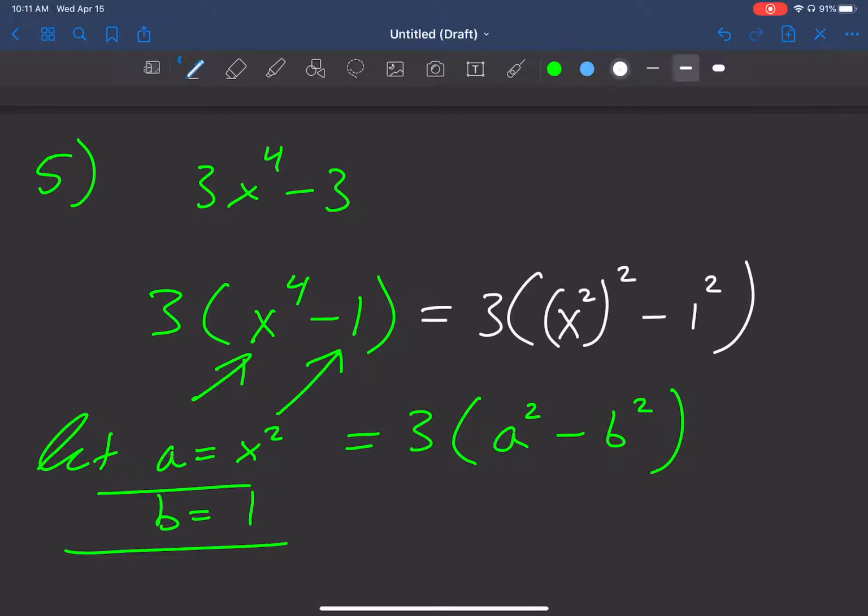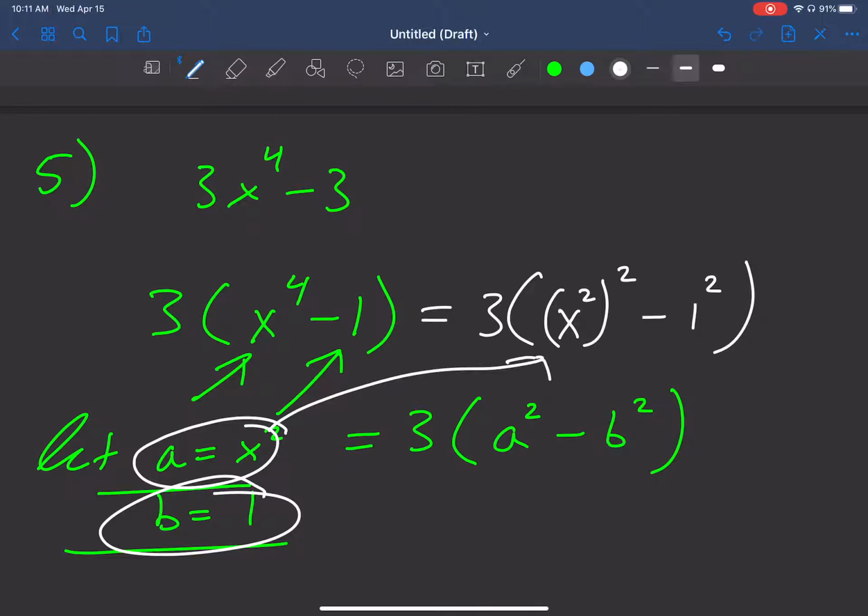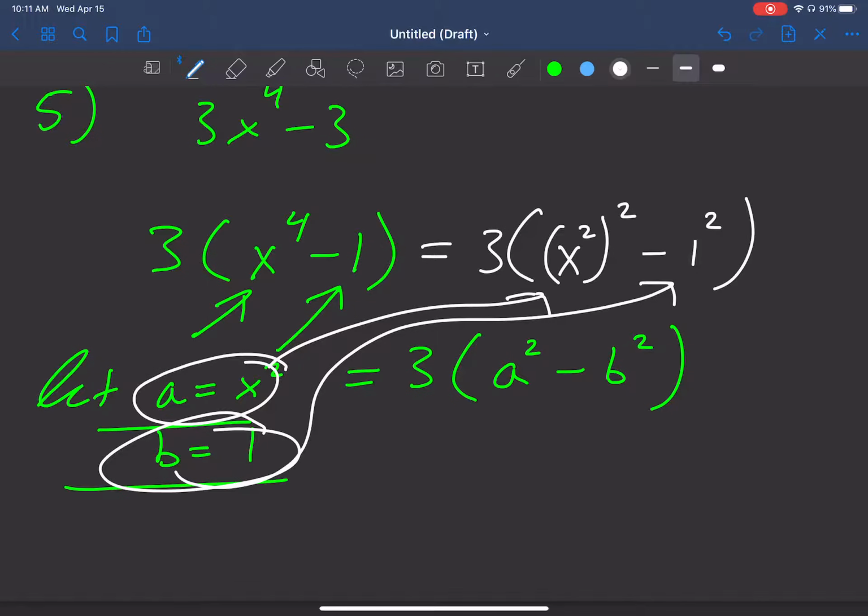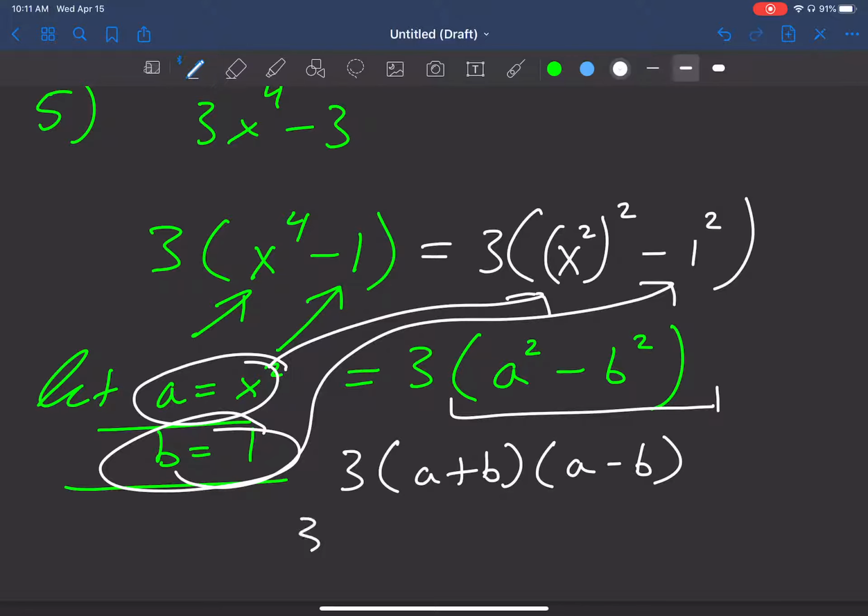Let's just double check, because we're saying b equals 1 and a equals x squared. So wherever I see my x squared, I'm just going to put a, and whenever I see my 1 squared, I'm just going to put b. So now we have this form, a squared minus b squared, and we know from the video last week that's one of the 3 formulas we want to commit to memory and get used to seeing because it comes up a lot. So what you're going to get is 3 times (a plus b)(a minus b). Now we want to substitute this all back in, so it's going to be 3 times (x squared plus 1)(x squared minus 1).